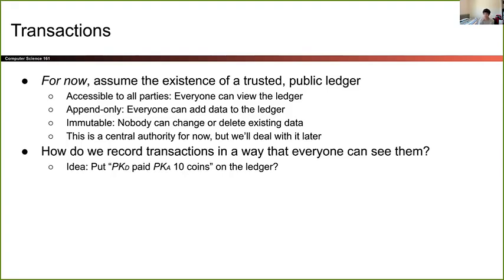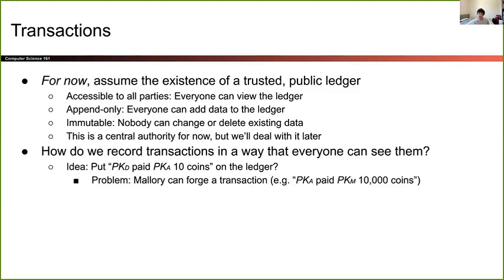If I see that someone put PKD paid PKA 10 coins on the ledger, does that immediately prove that Dave paid Alice 10 coins? No, right. Mallory can just come along and say, oh, hey, you know what? Alice paid Mallory 10,000 coins. So just put that on a ledger and everyone will believe Mallory because there's no way to verify.